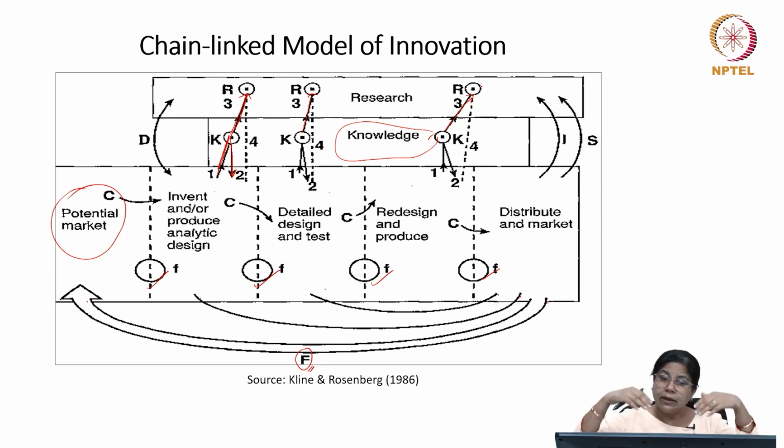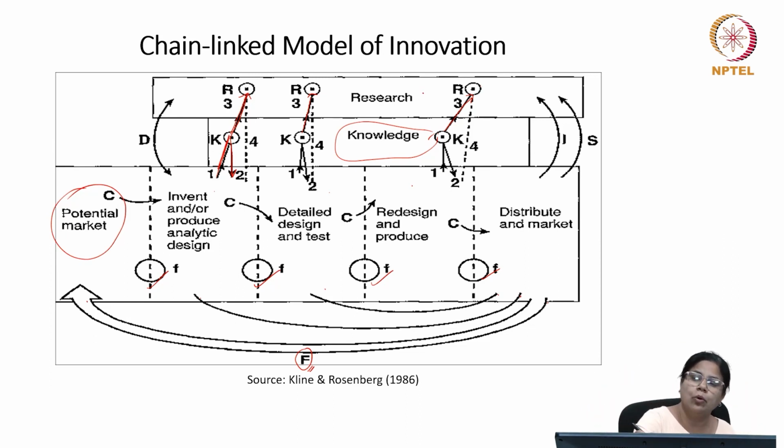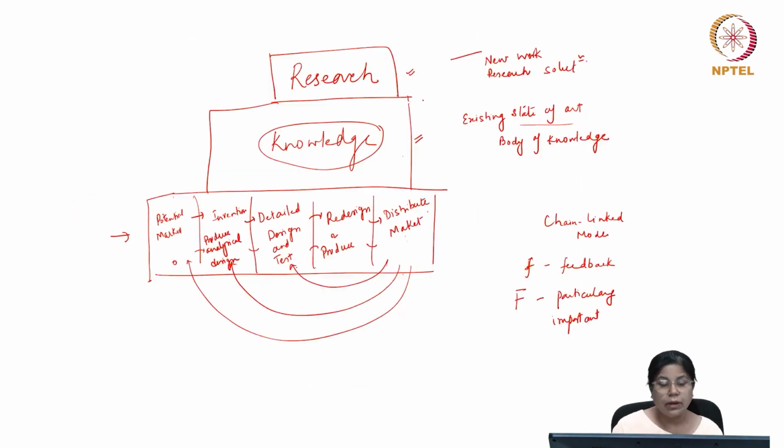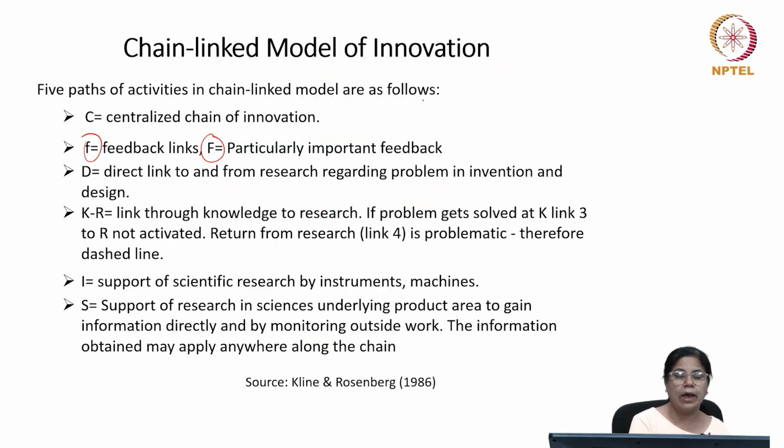If it doesn't happen, then we have to move forward and go beyond and look at the research level. Does it mean there cannot be a direct interlink? That answer is being provided by the others, that is D and S. So you have I as well, which is the support of scientific research by instrument, we'll talk about it, and S, support of research in science underlying product area to gain information directly and by monitoring outside work. The information obtained may apply anywhere along the chain.